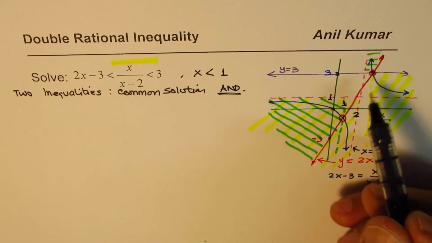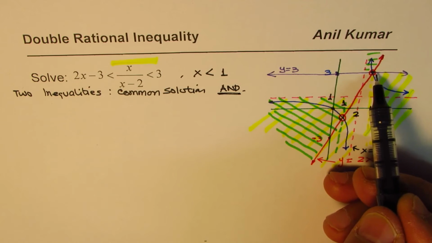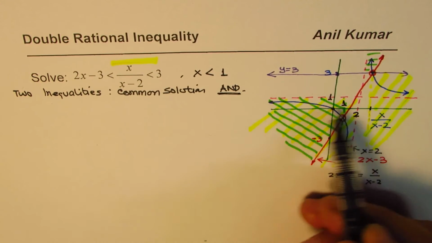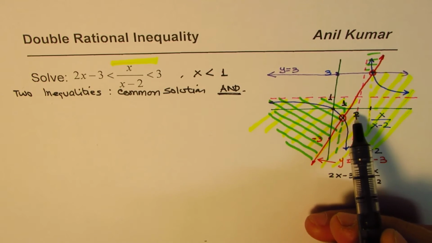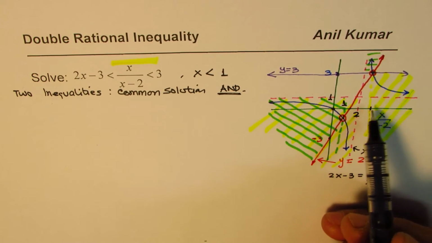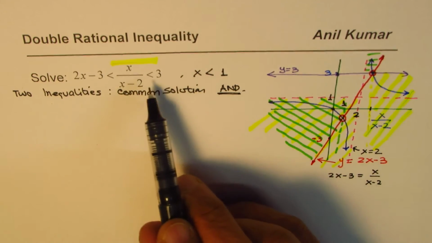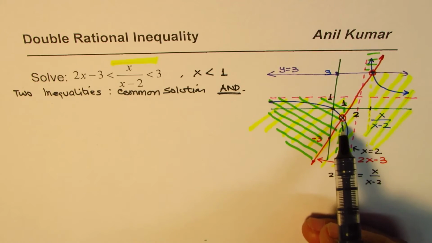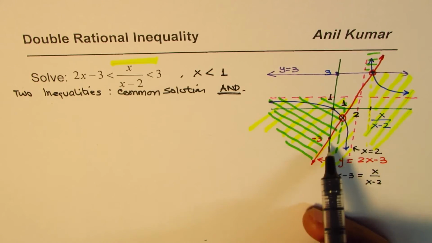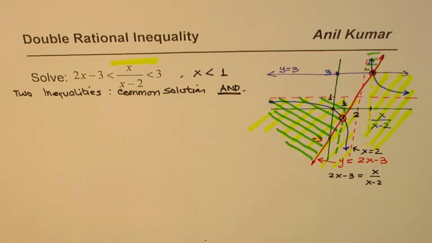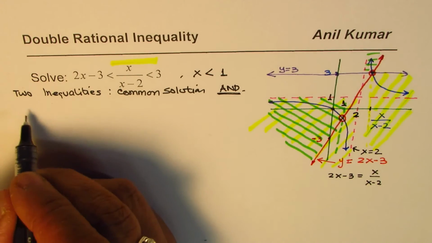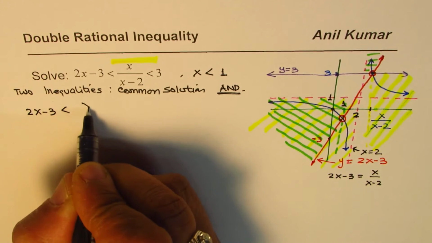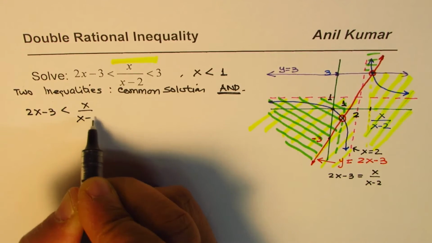Is that okay? That will be the part of the solution for us. Like you saw here, the solution for 3 was on the right side of this and on the left side of that, correct? So of 2. So that was the solution for the first, and then for the other one the solution was on the left side of this, and that one is the common solution, so that becomes the solution. So what we are going to do is solve two inequalities. The first one is 2x minus 3 less than x over x minus 2.